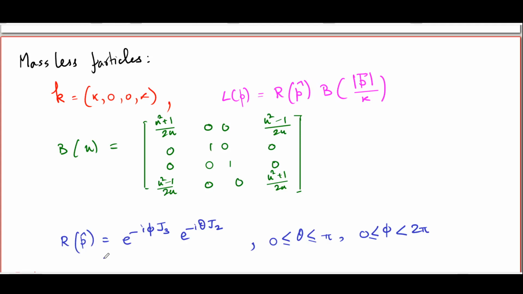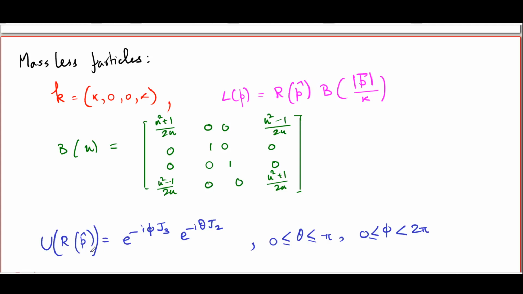Now this particular R of p hat that we have chosen, and this is something where we have to make a specific choice because there are infinitely many available, is described in the following manner. Strictly speaking, this is not R of p, this is actually U of R of p hat, the corresponding unitary operator. And this describes the rotation about the y-axis through an angle, actually minus theta, followed by rotation about the z-axis through an angle minus phi.